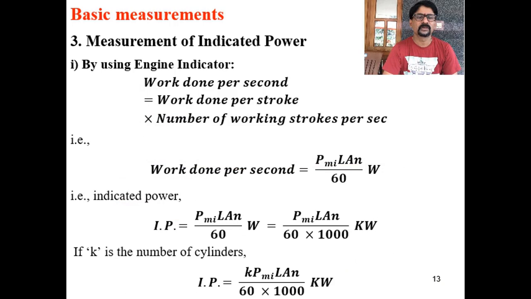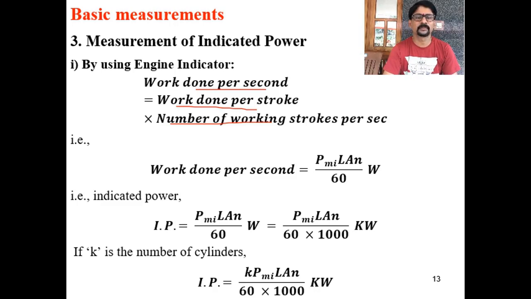Now if you want work done per second, then it is work done per stroke into the number of working strokes per minute. That is why we calculated small n in the previous slide. Try to understand that. In the case of brake power, we want the number of revolutions per minute, whereas in the measurement of indicated power, we want the number of working strokes per minute.